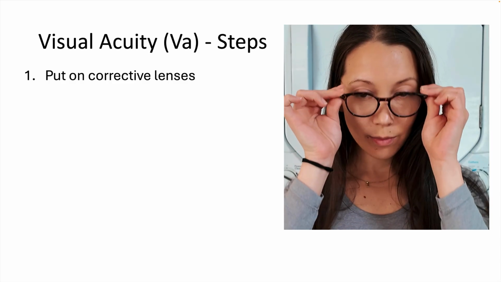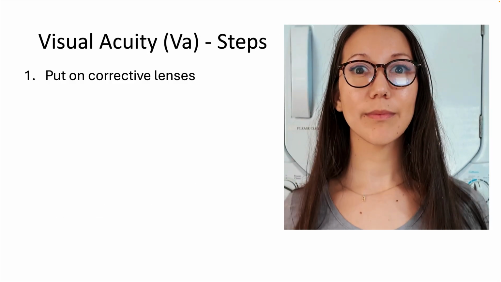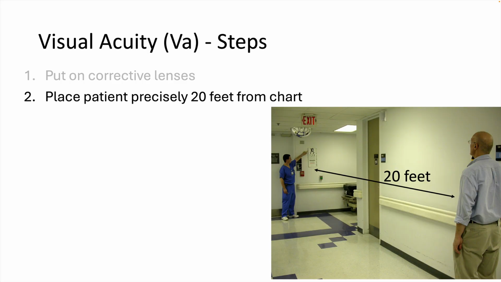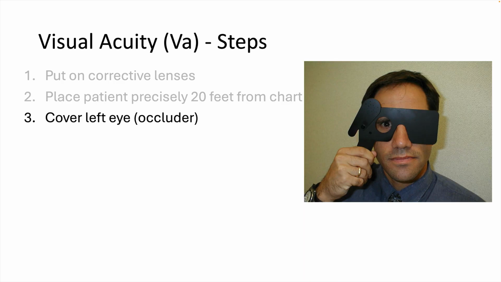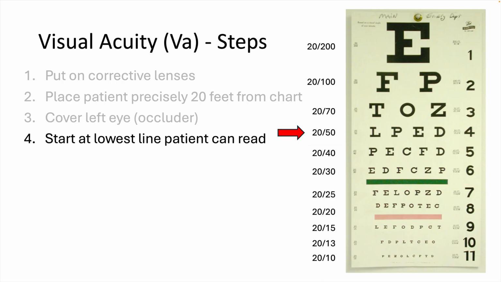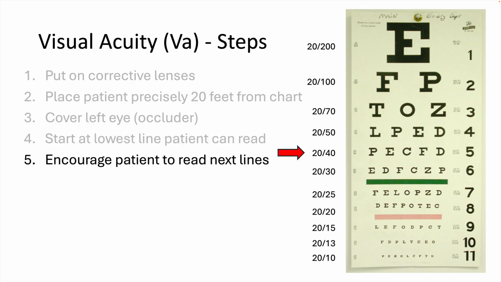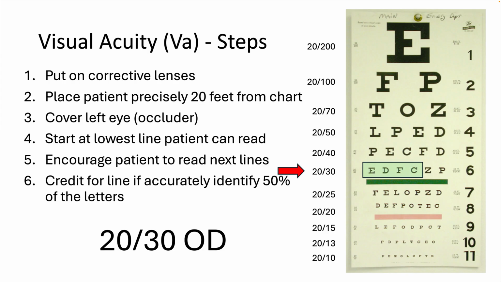The first step in the visual acuity examination is to have the patient put on their corrective lenses if they have them. Then place the patient precisely 20 feet from the Snellen chart. Cover the left eye. In this patient, we are using a commercial occluder. Start at the lowest line the patient can read. Encourage patient to read the next lines. They may need to be strongly encouraged. Credit for a line is given if the patient accurately identifies 50% of the letters.